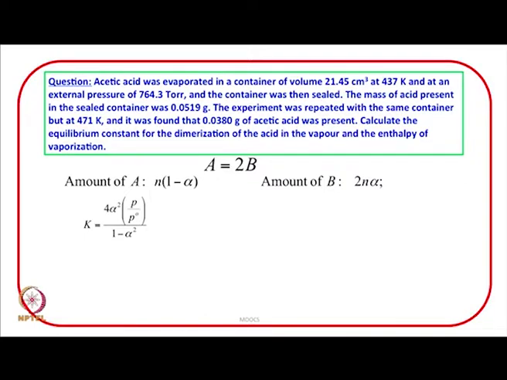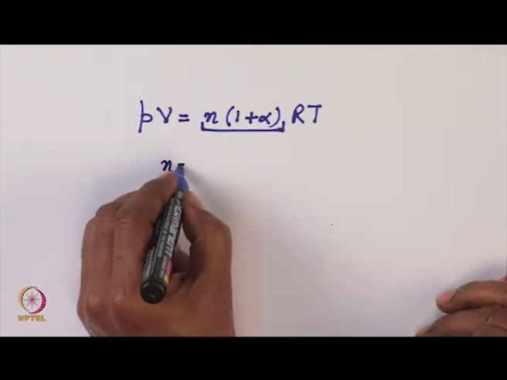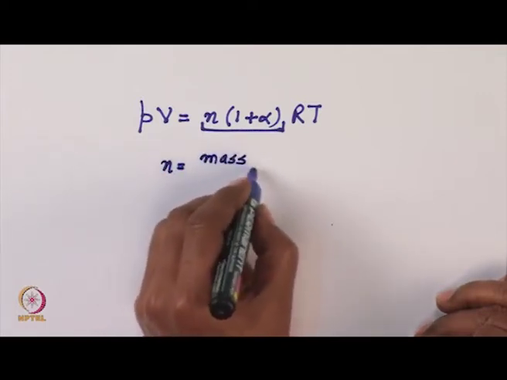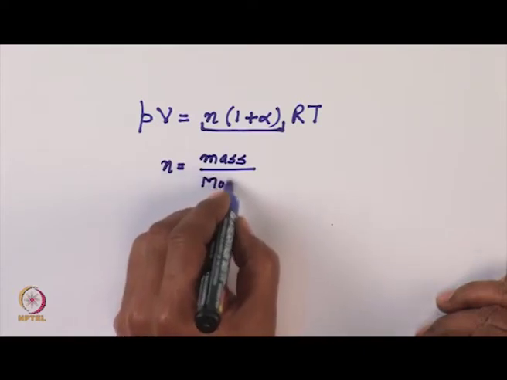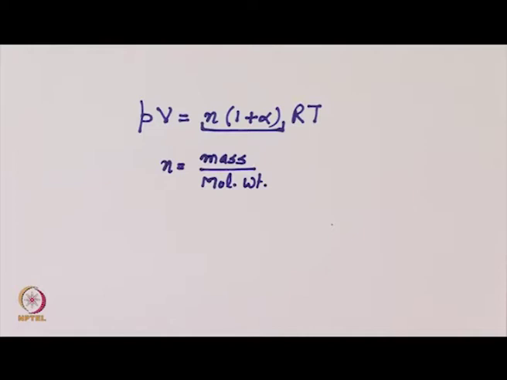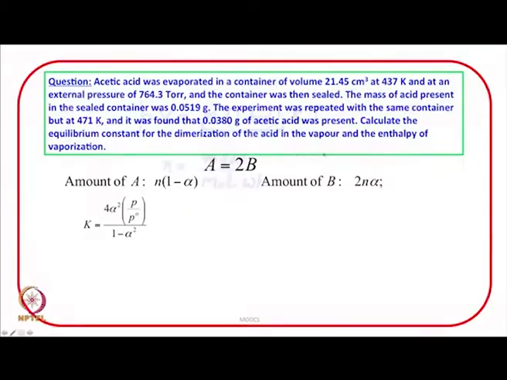How do you get n here? n is equal to mass divided by molecular weight. And in each case, let's look at the slide. In each experiment, the mass is given. In one case, it is 0.0519 gram. In the other case, it is 0.0380 gram.